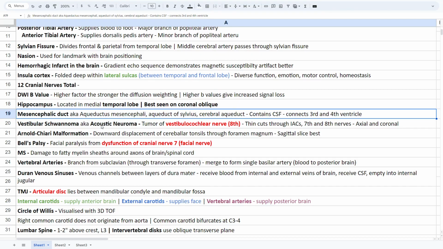Mesencephalic duct, aka aqueductus mesencephali, aqueduct of Sylvius or cerebral aqueduct, contains CSF and connects the third and fourth ventricle.